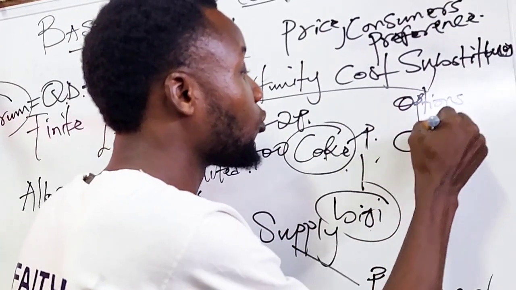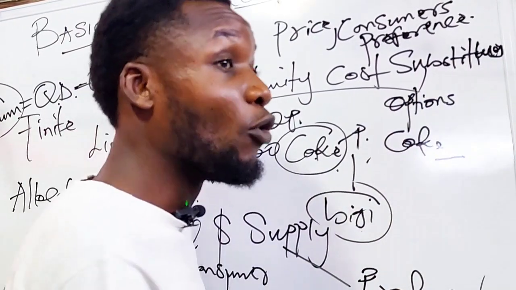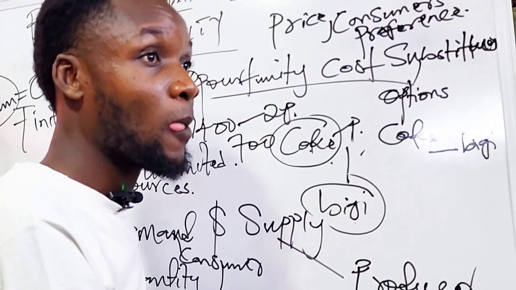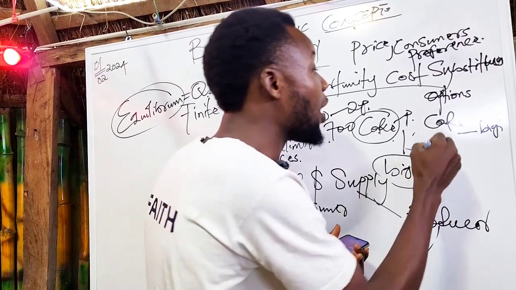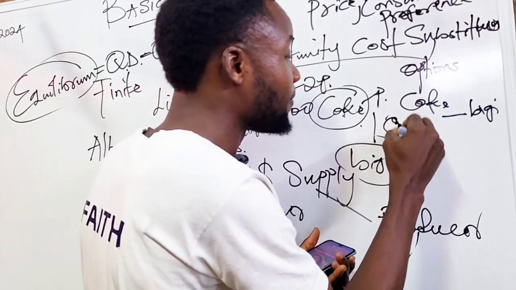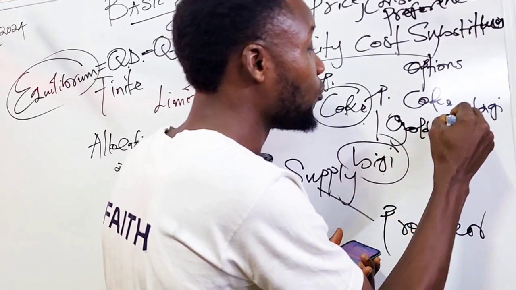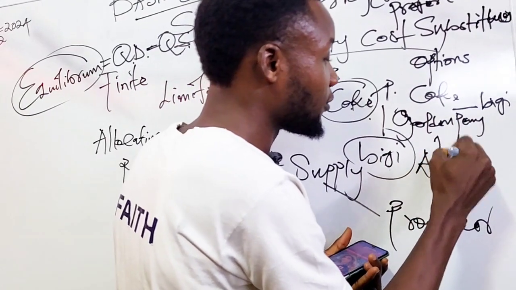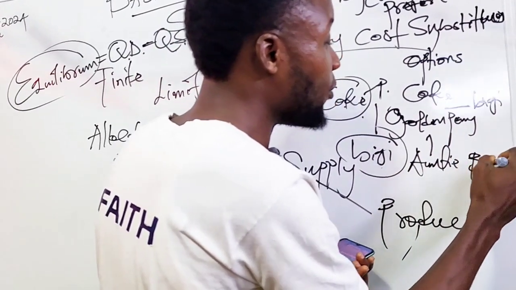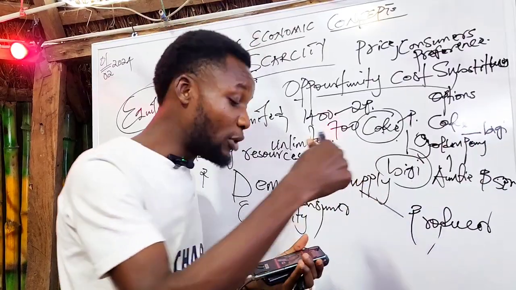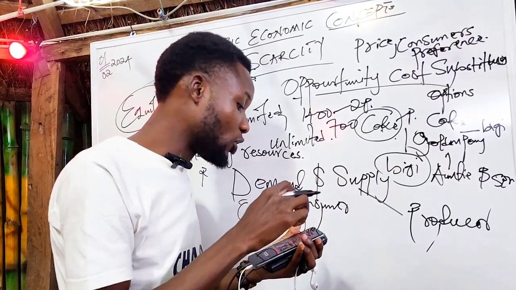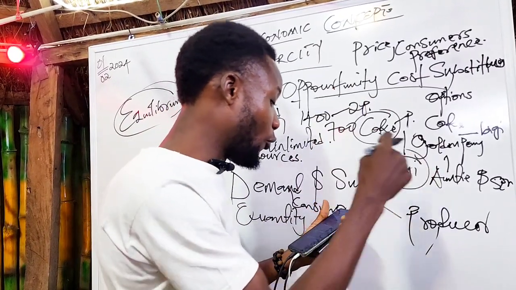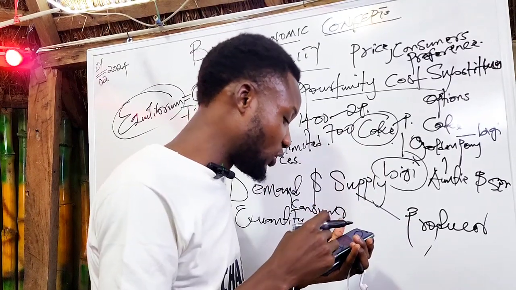If I can't buy Coke, I go for Biggie, because I want to quench my thirst. Yes, if I can't buy Golden Penny Semovita, Golden Penny Semo, I can go for Aunty B Semo. That's the availability of substitutes, the availability of options. It goes a long way to determine supply. They are one of the factors that influence supply.